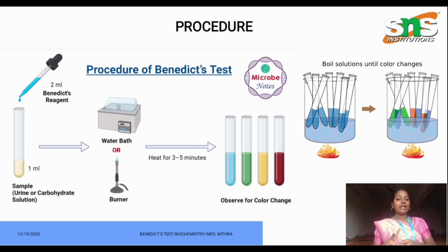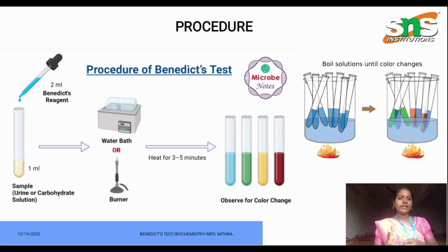So the sample and the Benedict's reagent will get mixed with each other, and after adding the reagent to the sample, we must heat it in a water bath or Bunsen burner. So we should apply heat. While applying heat for 3 to 5 minutes, the color change will vary accordingly.